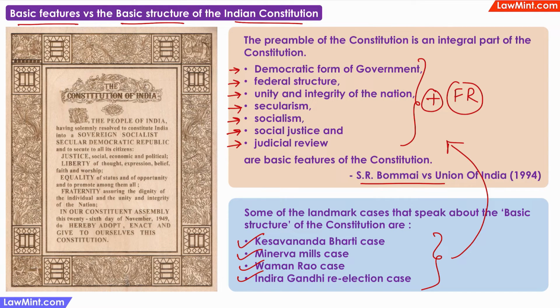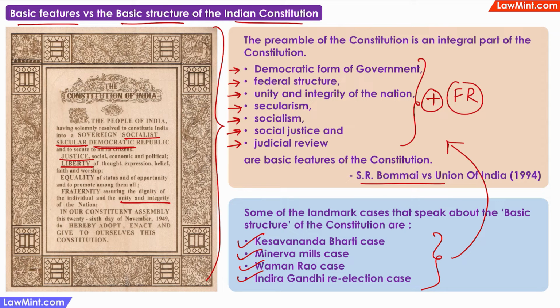Now, all these basic features are mentioned or can be derived from the preamble itself. Democratic is mentioned here. Federal structure can be derived from democratic. Unity and integrity are mentioned here. Secularism is here. Socialism is here. Social justice and judicial review can be derived from justice. And fundamental rights can be derived from liberty.